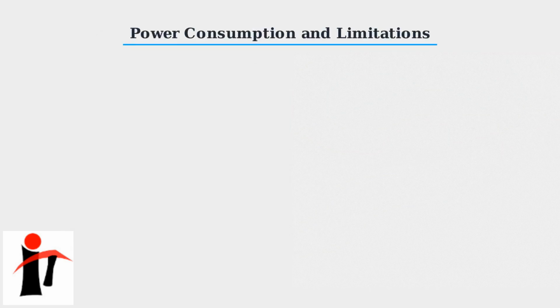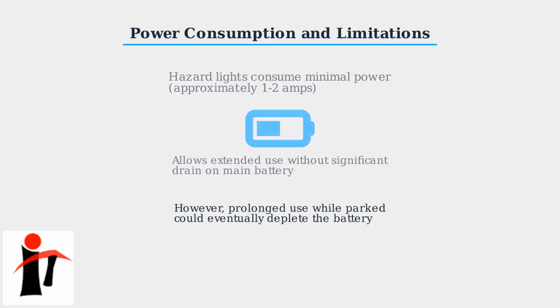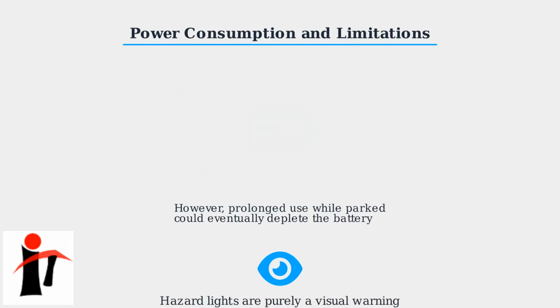Hazard lights consume minimal power, approximately 1 to 2 amps, allowing for extended use without significantly draining the main battery. However, prolonged use while parked could eventually deplete the battery. The hazard lights are purely a visual warning. They do not disable autopilot or affect braking. In low visibility conditions, supplementing with other lights is recommended.